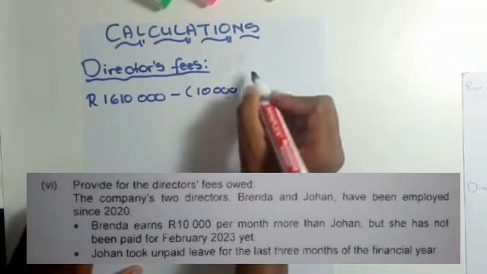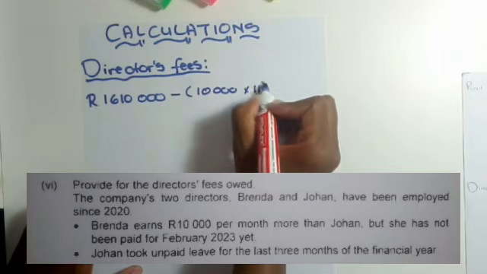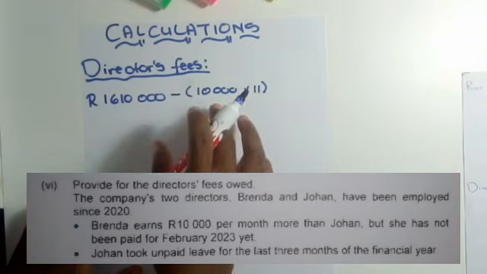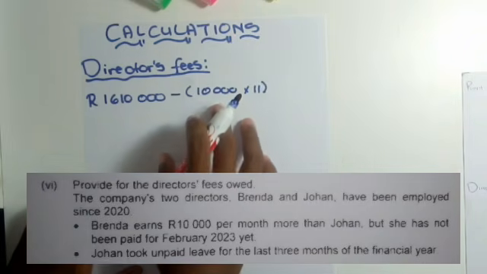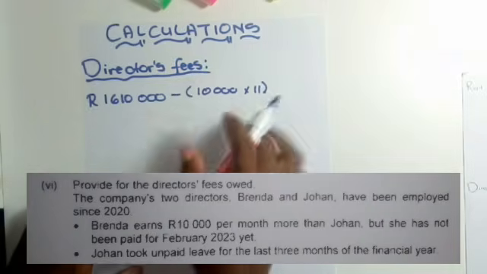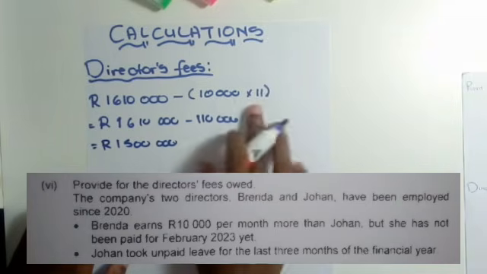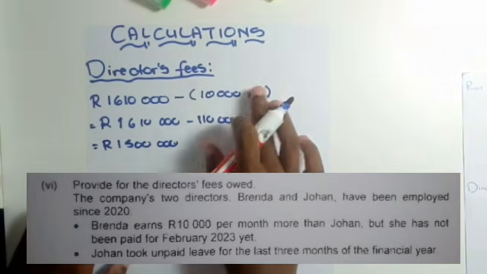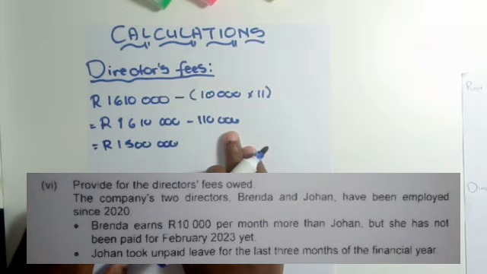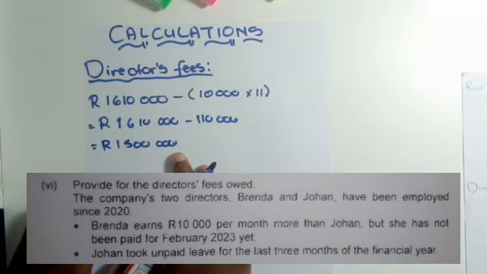Brenda was paid for 11 months, so I need to take out 10,000 rent for 11 months. After I take out this 10,000 rent for 11 months, which gives me a total of 110,000, I am then left with an amount that represents an equal pay for both Brenda and Johan. And this amount can now easily be divisible by the number of months that they have been paid for.